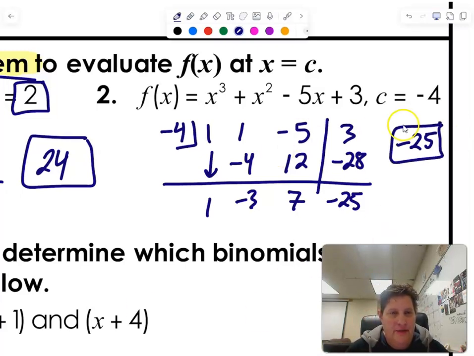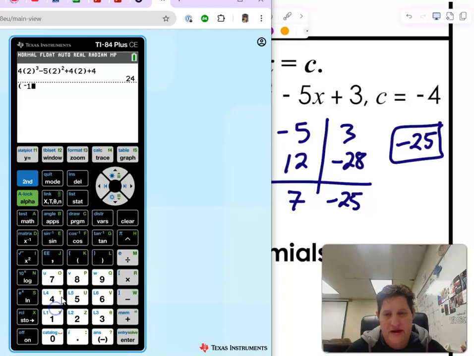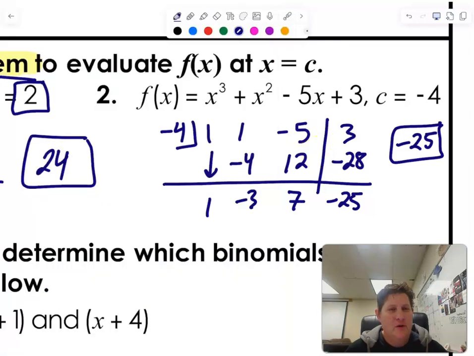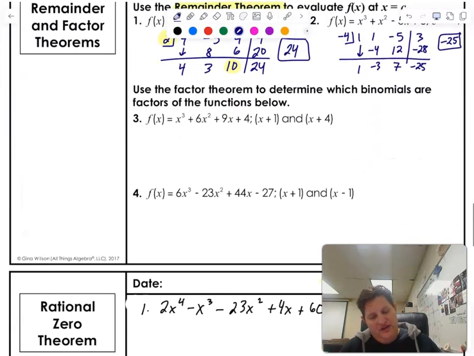But let me check by plugging negative 4 into this equation on my calculator. Okay, so this one is negative 4 to the 3rd, plus negative 4 squared, minus 5 times negative 4, plus 3. Yay, negative 25. Hooray. You can even check these ones if you want to. You can check anything by plugging the number into the equation.